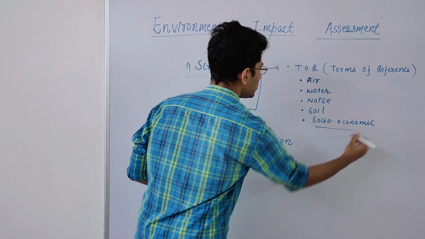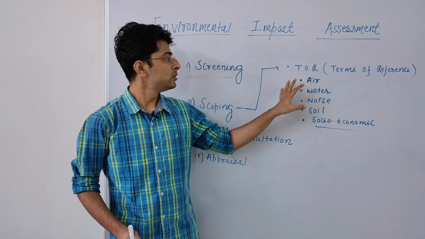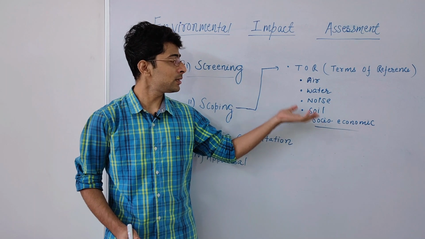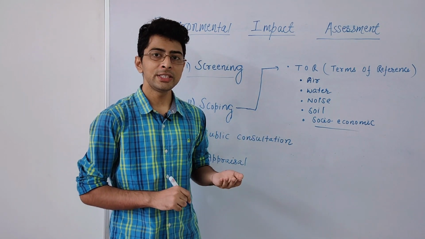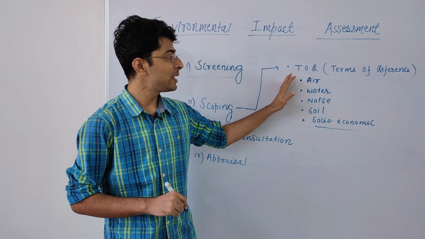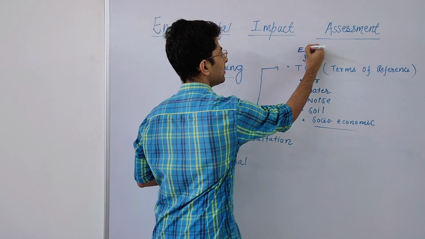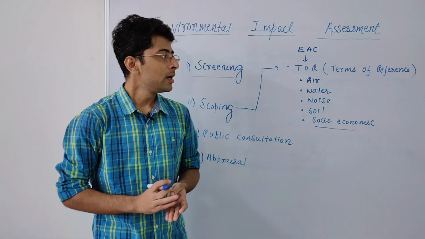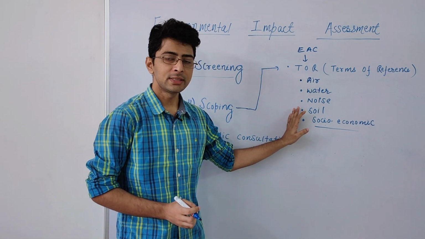This is also a very important point of EIA: not only environmental variables, but the socio-economic impacts of any project are also assessed in the process of EIA. After furnishing the TOR, which is given by the Expert Appraisal Committee, the EAC, to the project proposing party, a study is done on all these given parameters.